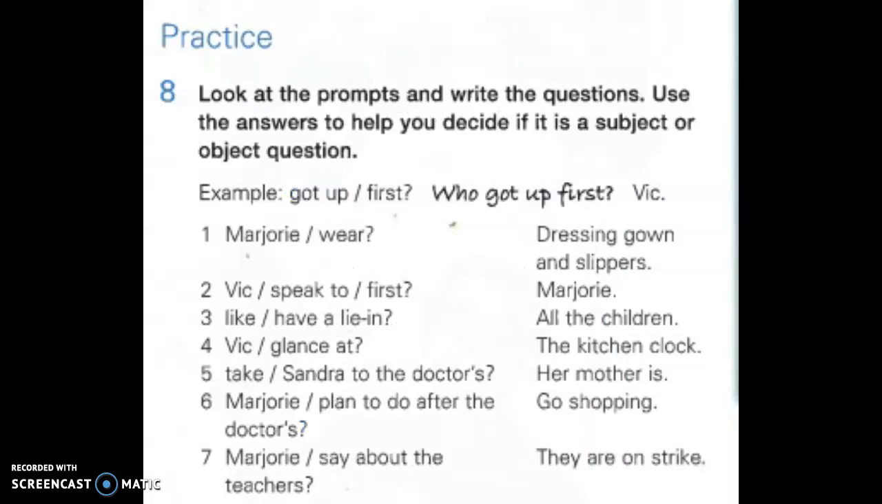Now they can do some controlled practice. This activity works well. They look at the prompts and they write the questions. So on the left they have the prompts, on the right they have the answer to guide them as to whether to make a subject or an object question. So the example says got up first and the answer is Vic. So the question is who got up first?